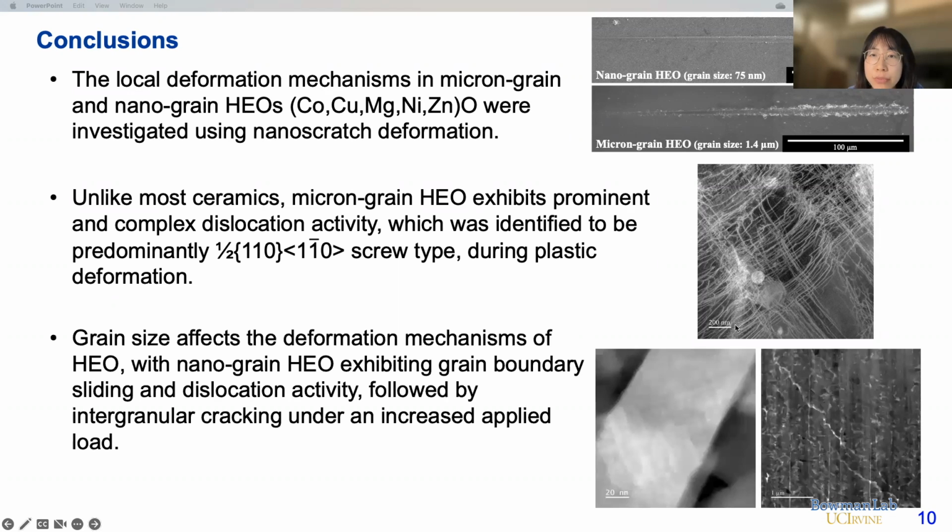Additionally, we found grain size changes the deformation mechanisms, with the nanocrystalline samples exhibiting more brittle deformation due to grain boundary mediated sliding or dislocation activities, followed by intergranular crack formation, as shown in this micrograph. So our work demonstrates that the HEO will possibly have potential for encouraging and tunable mechanical behavior.